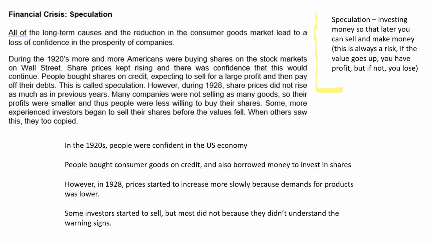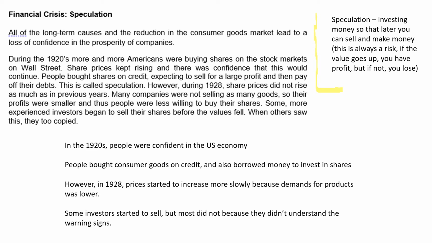However, during 1928, share prices did not rise as much as in previous years. So the increase in the value started to slow down. Many companies were not selling as many goods, so their profits were smaller. When people see that the profit is getting smaller than before, they are less willing to buy their shares. And some more experienced investors and bankers began to sell their shares before the values fell. When others saw this, they also copied.